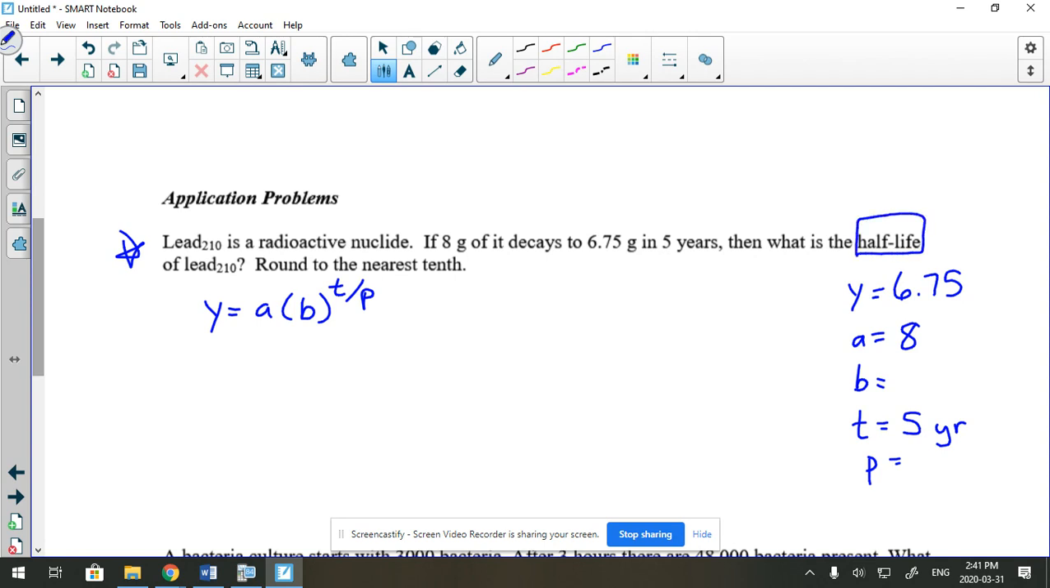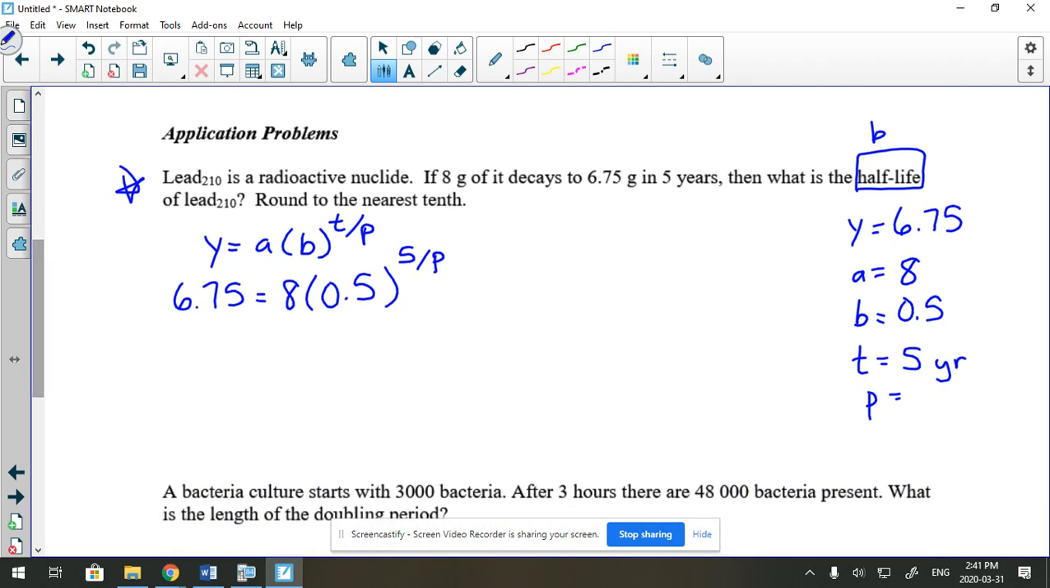Half-life tells you what your B value is. My B value is a half, and it wants to know how long it takes to break down to half of what it was previously. You're looking for a P value. So now we type in everything we know. This is what we have so far. I can't use common bases here, it's a bit too complex. So to solve for an unknown exponent to figure out what P is, we can't use our method of common bases, so we're going to use graphing for now. Later on, you'll be able to use logarithms to solve this.